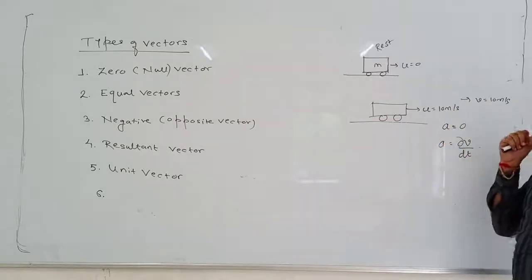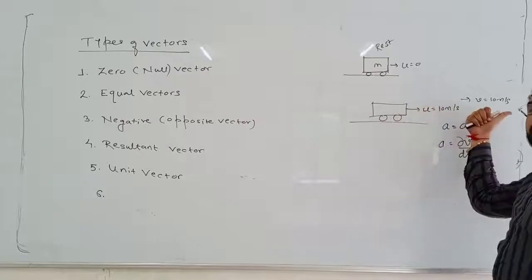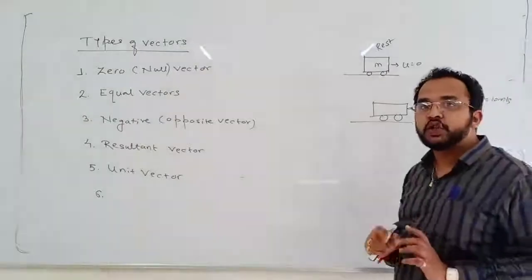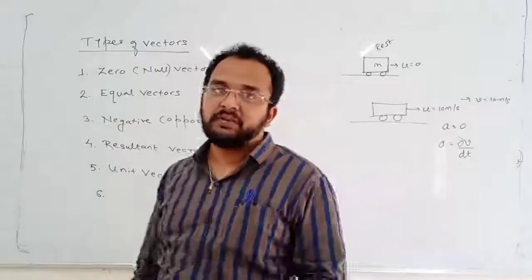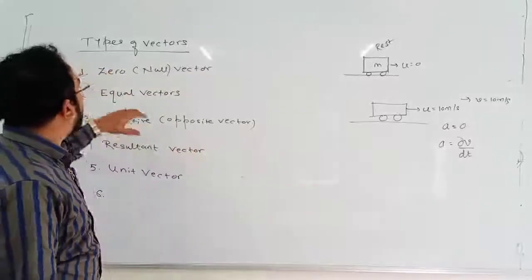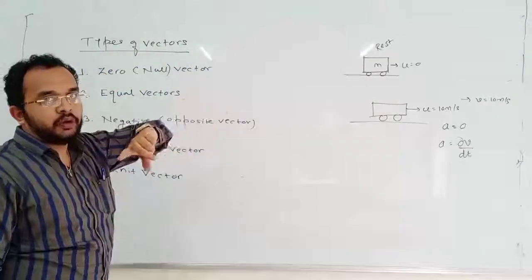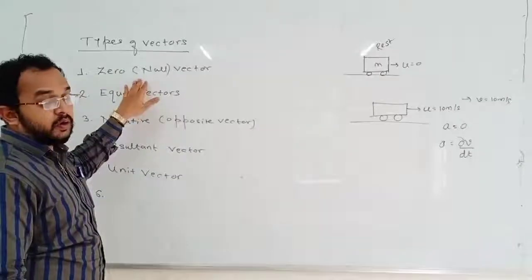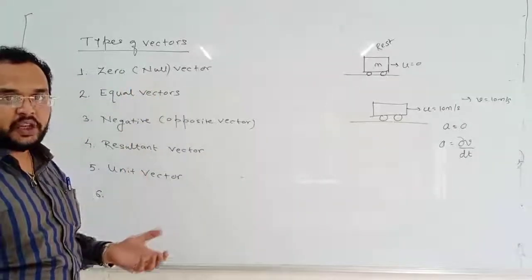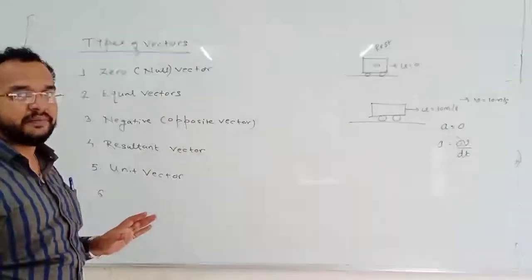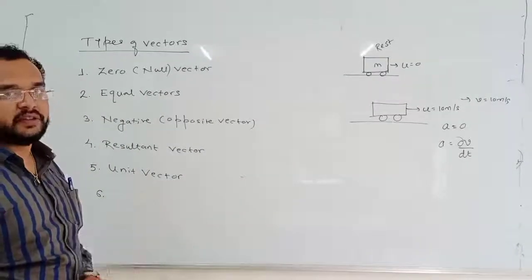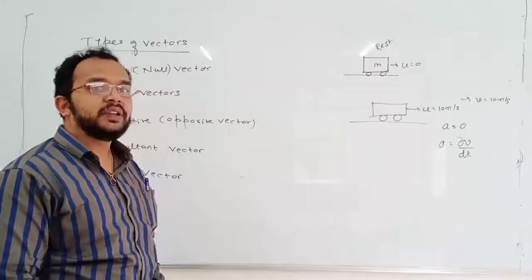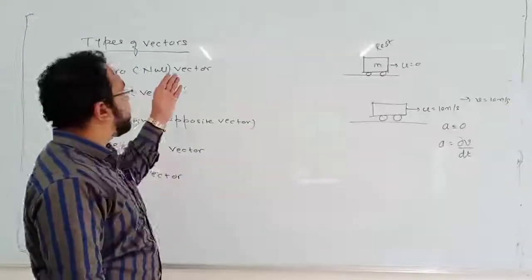That's why this object moves in this direction. So it has a direction, but it does not have magnitude. This type of vector is called a zero vector. Write down: vectors which have zero magnitude but have some specific direction are called zero vectors.